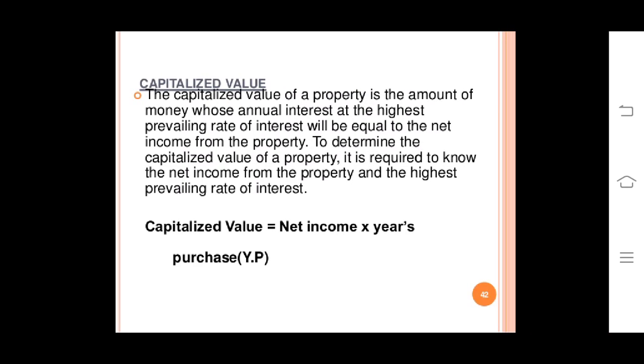Capitalized value. The capitalized value of property is the amount of money whose annual interest at the highest prevailing rate of interest will be equal to the net income from the property. To determine the capitalized value of property, it is required to know the net income from the property and the highest prevailing rate of interest. Capitalized value is equal to net income into year's purchase.